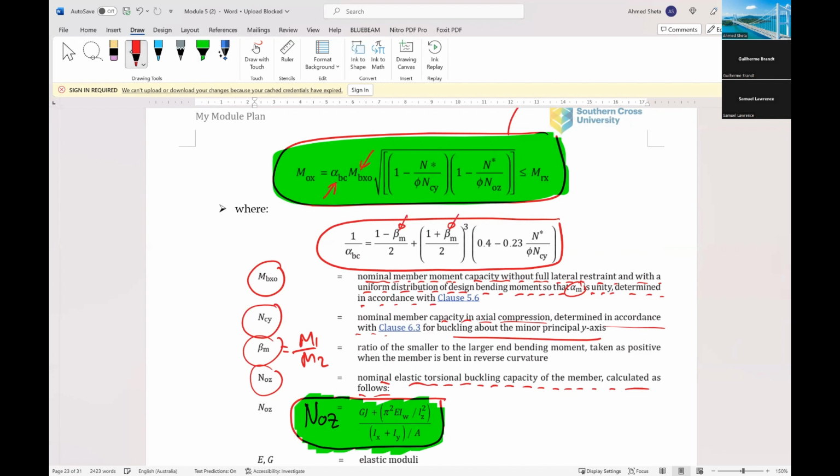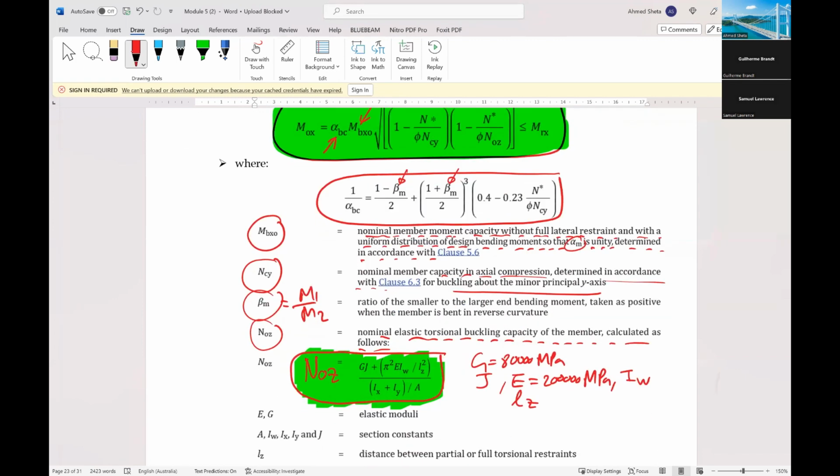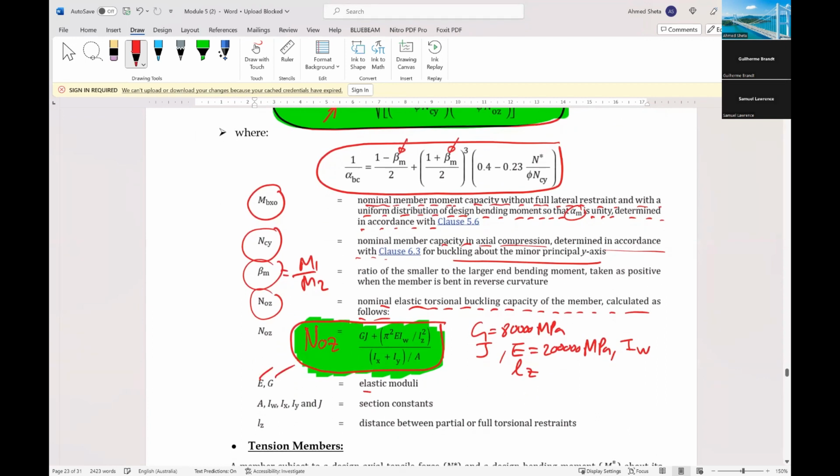G times J, where G is 18,000 MPa. J, the polar moment of inertia. E, 200,000 MPa. Iw, Lz, and Ix, Iy, and A. So E and G are elastic moduli. A, Iw, Ix, Iy, J are section properties, using capacity tables.